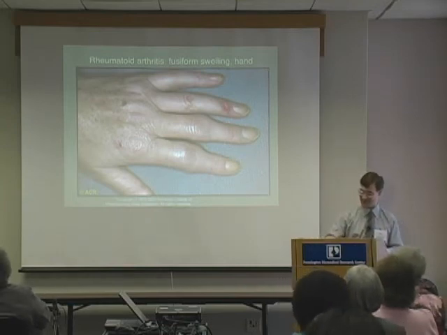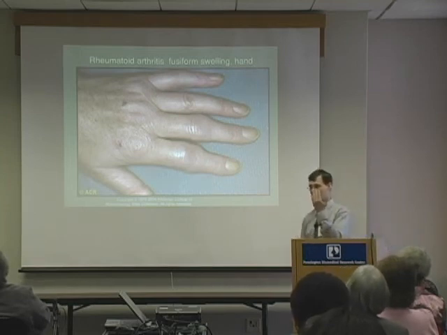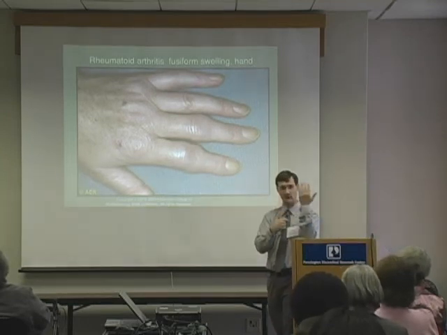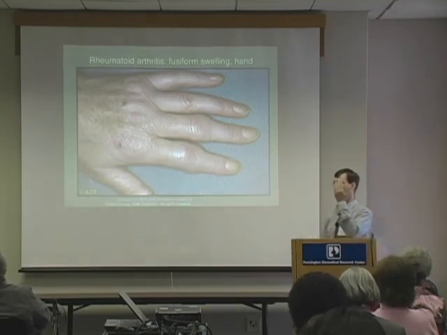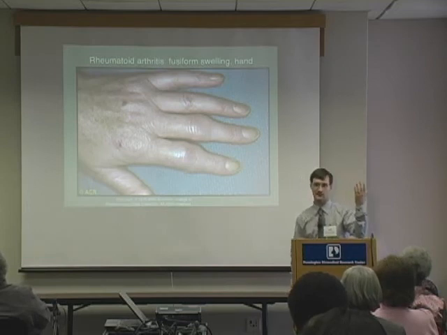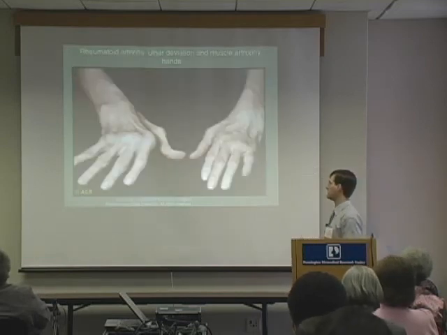Notice the other joints here aren't affected. It doesn't like the joints out at the tips of the fingers. It likes the ones in the middle and the knuckles. Remember, what did I say about osteoarthritis? It doesn't like the knuckles. It likes the middle and the tips. That's one way for us to help differentiate it. And so there's very different ways and little subtle clues that we use as rheumatologists to figure this out.